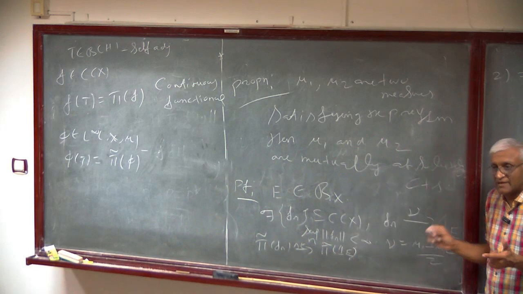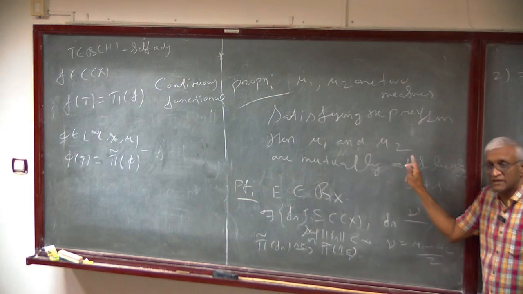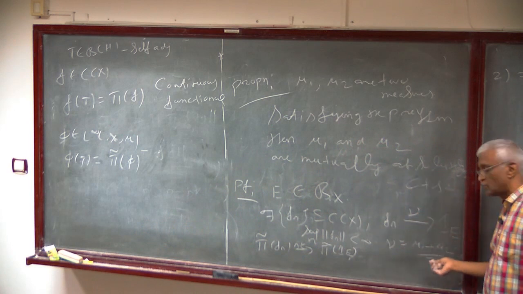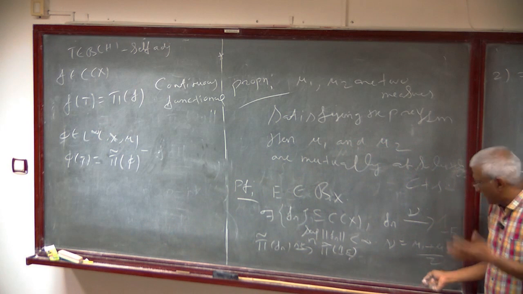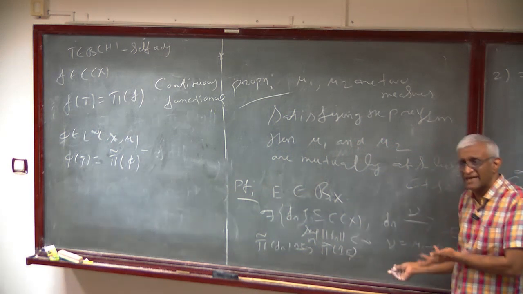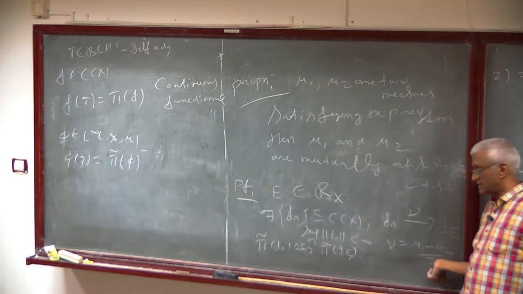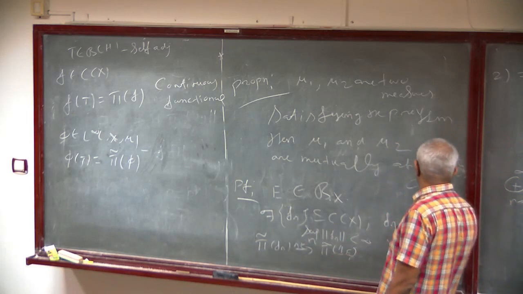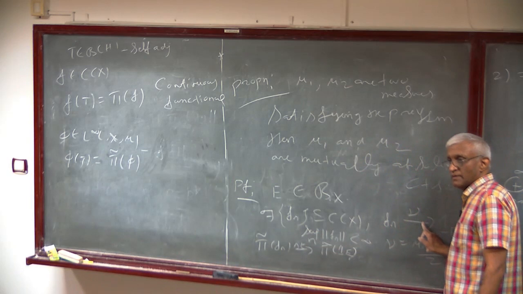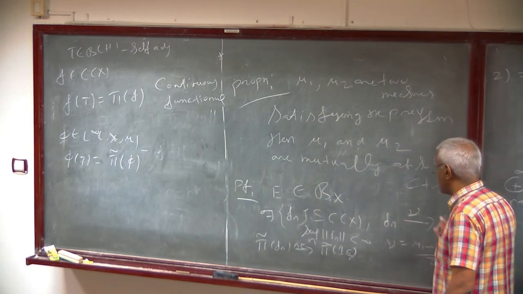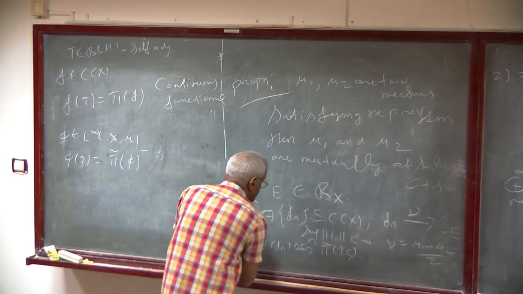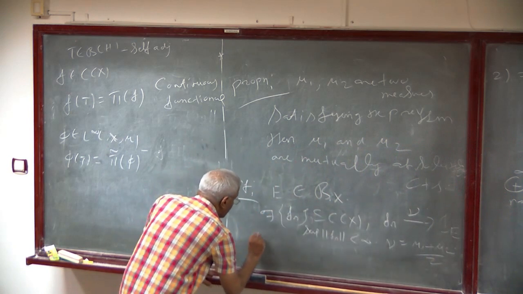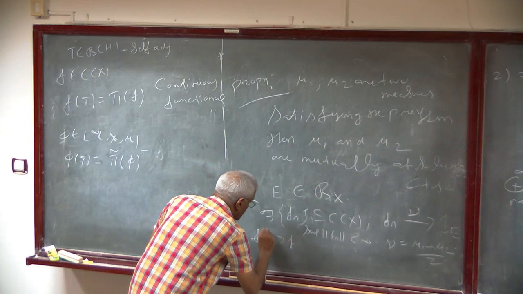We have a representation and suppose we get two measures, mu1 and mu2. You define a measure mu equal to this mu. Now Fn converges to F in mu.